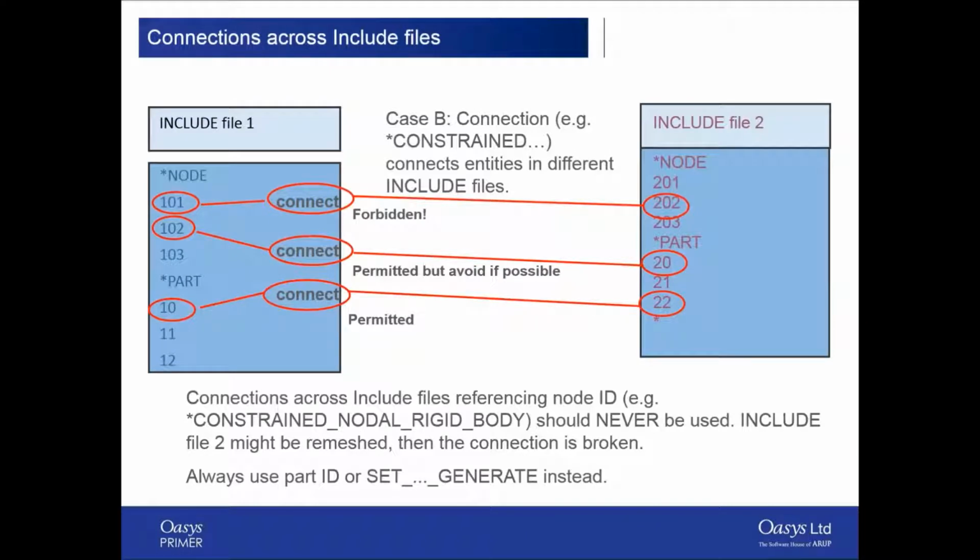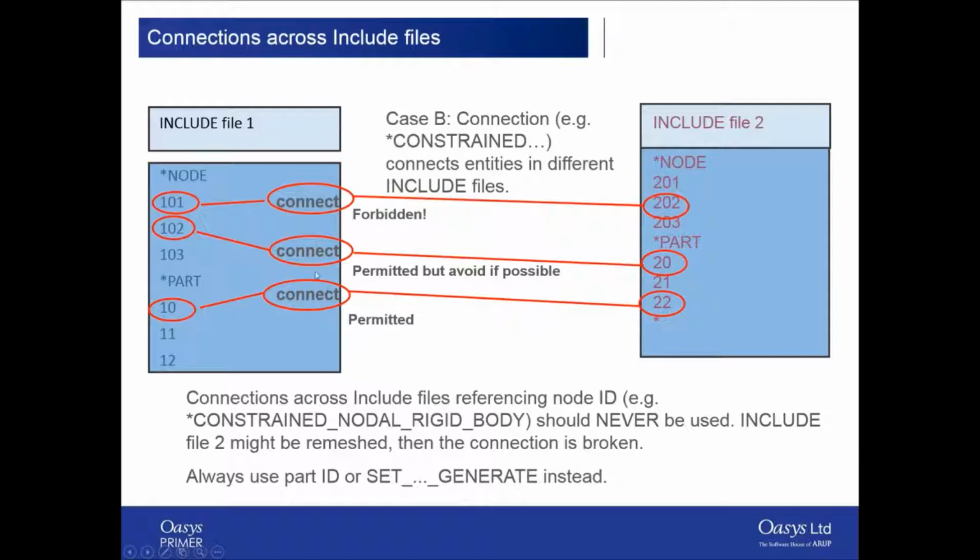As soon as you start connecting things across include files, you can come into problems. So here we've got an example where we've got maybe a nodal rigid body that references a node on one side and a node on the other side. It says forbidden here. It's perfectly possible to create that, but it can be a bad idea because it can lead to problems further down the line and errors that you might not pick up. It's much better, if you're connecting between two include files, to use some sort of part-based connection.